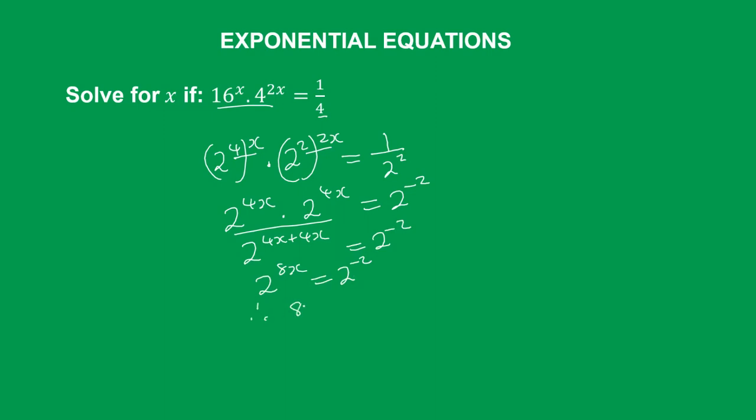Therefore, 8x is equal to negative 2. Then we divide by 8 on both sides of the equation. x is equal to negative 1 over 4.